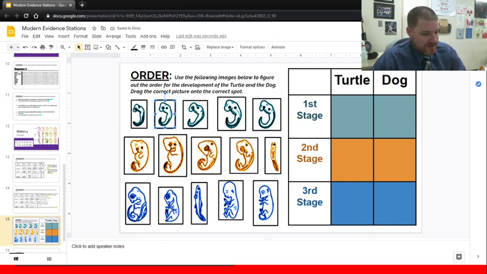The greens stay in the green boxes, the oranges stay in the orange boxes, and the blues stay in the blue boxes. There's 5 animals here total to pick from. You're only picking from the ones that you think make up the turtle and the ones that make up the dog. The other animals are a chicken, a fish, and a human.